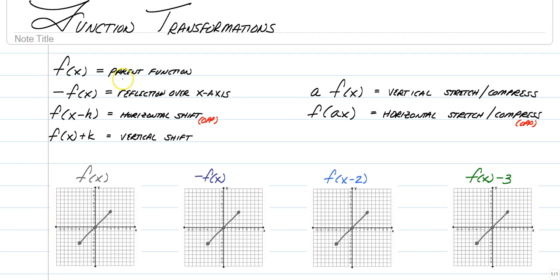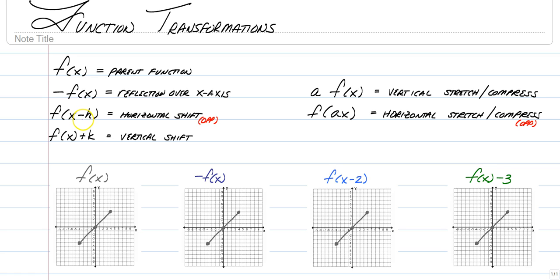So the first thing we just got to cover is f of x is a parent function. So the parent function is given here. And I copied it into every graph just so you can see what's happening in each one. So when you have a negative sign in front of a function, that just means reflect whatever is given over the x-axis.